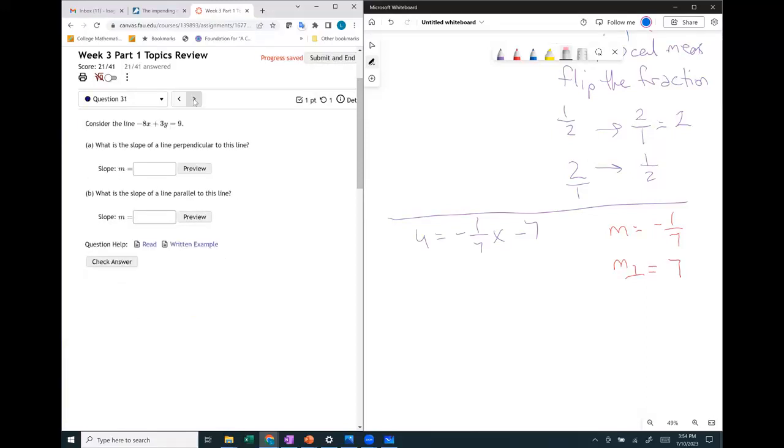This is exactly the same. I just put it into, first I have to find the slope. No matter what I do, I have to find the slope. I already showed you how to find the slope. After that, I know the slope of the line parallel is exactly the same, and the slope of the line perpendicular is the negative reciprocal. I'll do one more.